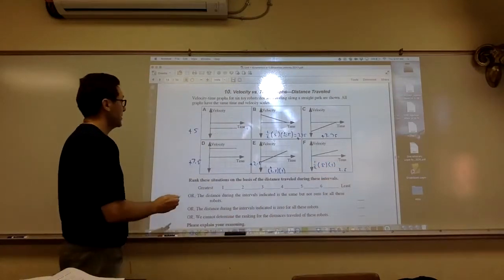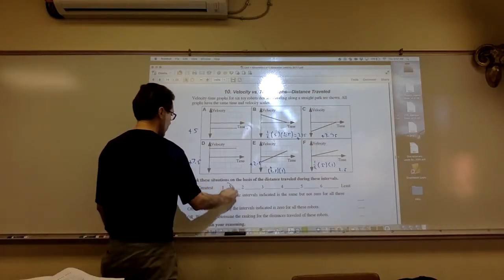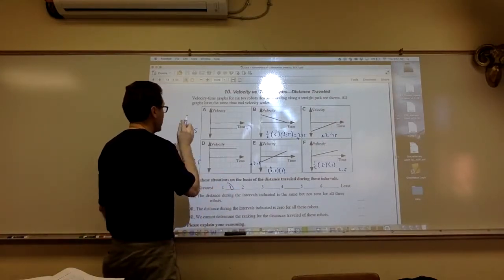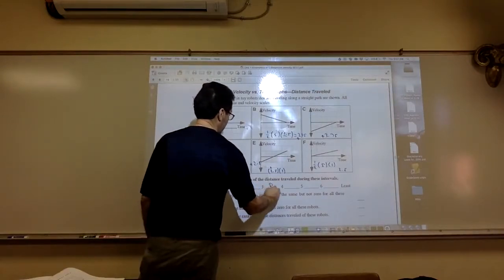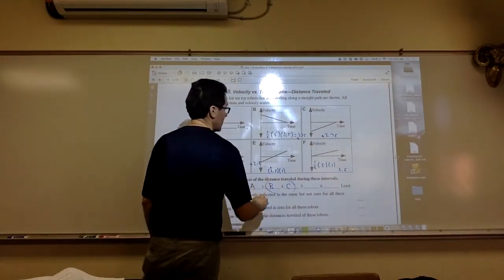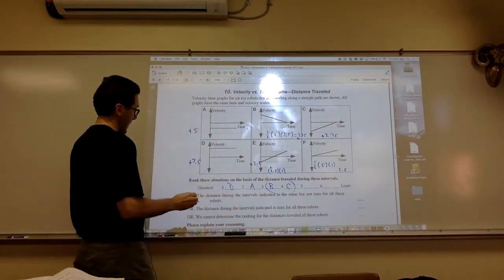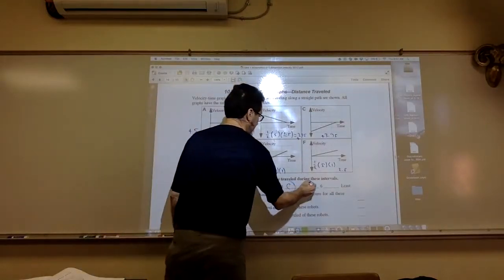So in terms of distance, it looks like D goes first, then comes A, B and C are equal, and then E and F are equal, and last.